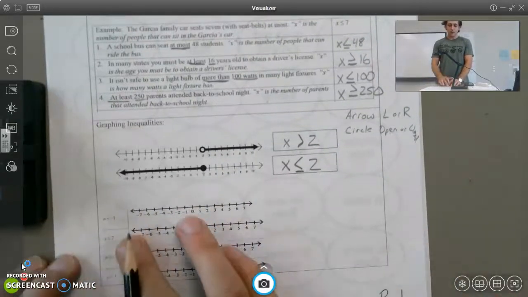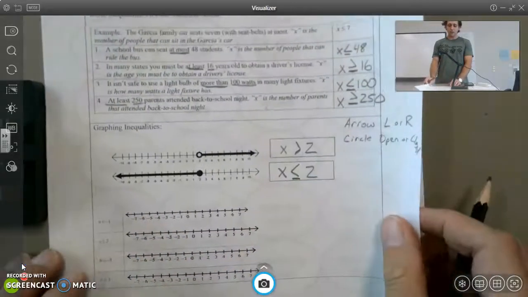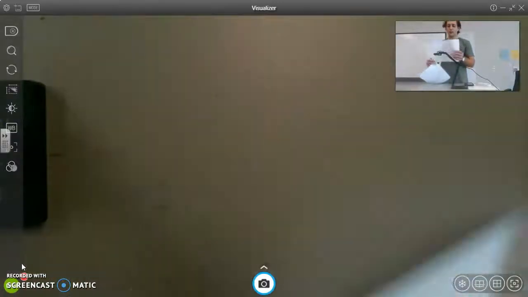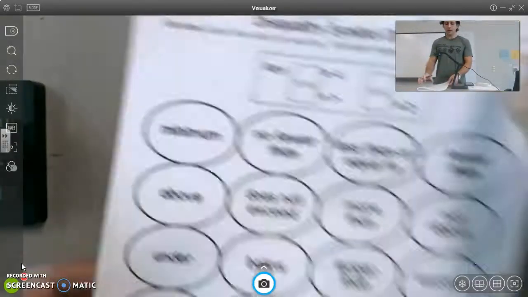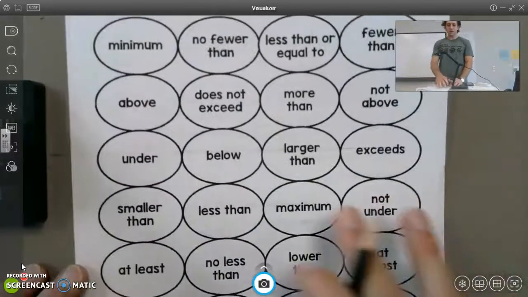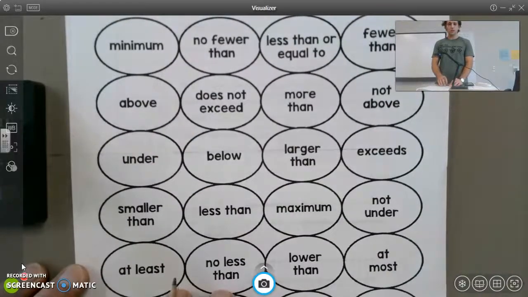You can practice graphing these four different examples right here. Now, on the back, I want you to go through and read through each of these terms and pick what you think would be the most appropriate symbol for them.